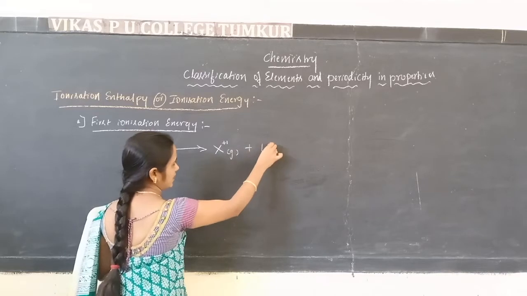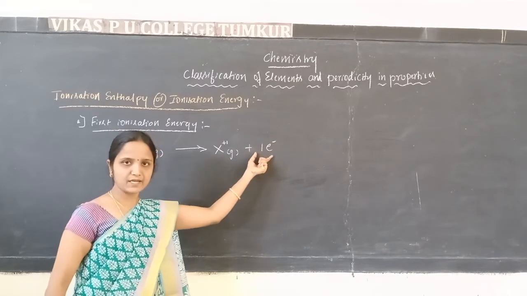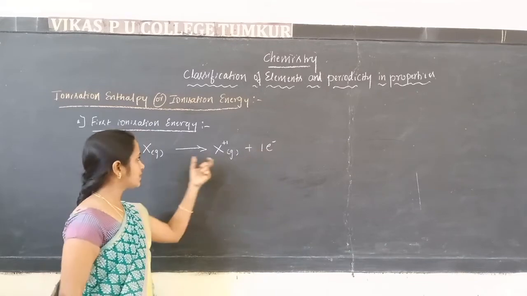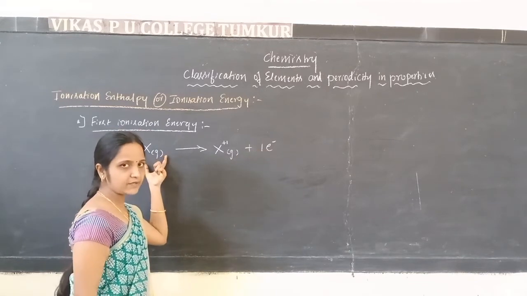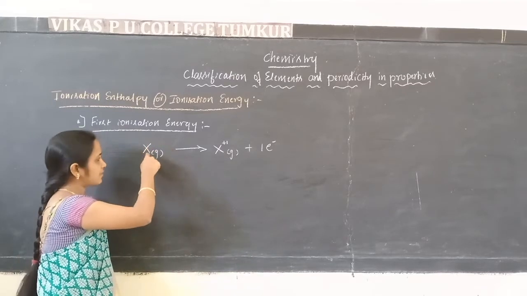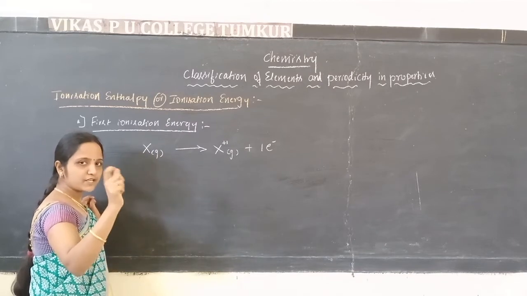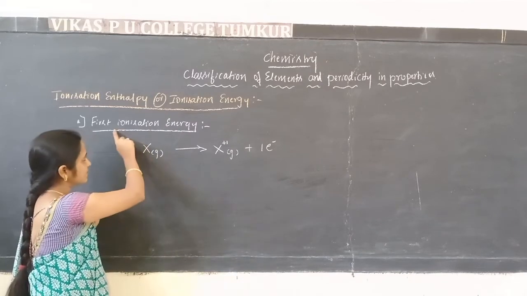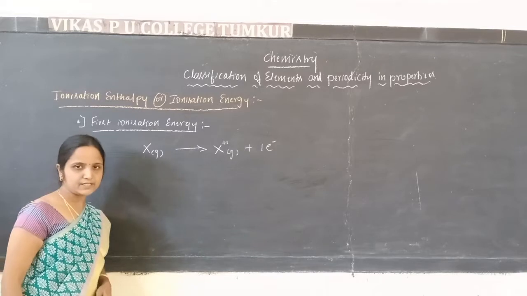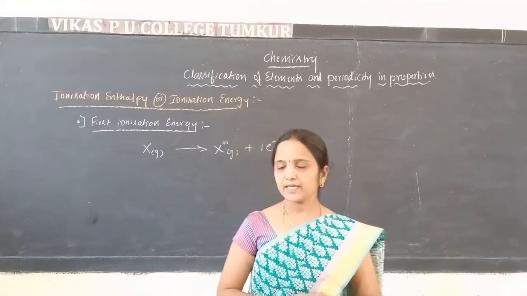Here we removed one electron from the neutral gaseous atom. From this we are removing one electron. The energy required for this process we call the first ionization energy.